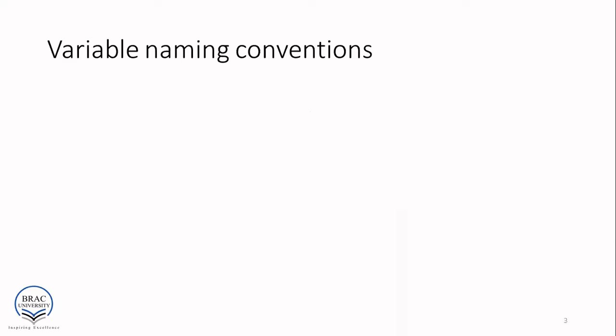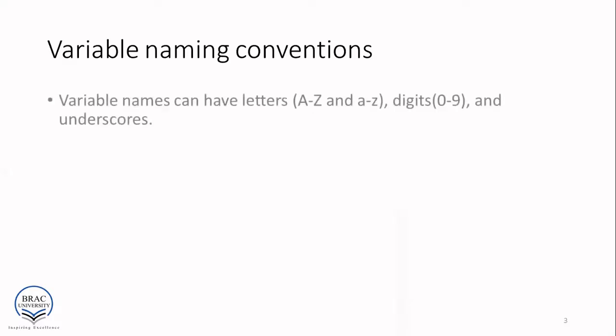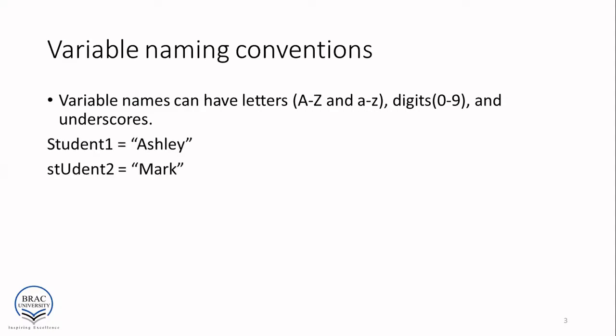So while assigning a variable name, we can use capital A to capital Z, small letter a to small letter z, digits 0 to 9, and underscore. So for example, if I want to store the name of a student in a variable, I can easily write student1 equal to Ashley. If I want to store another student's name, I can use student2 equal to Mark. Notice that both the variable names contain capital letters and small letters along with some digits.